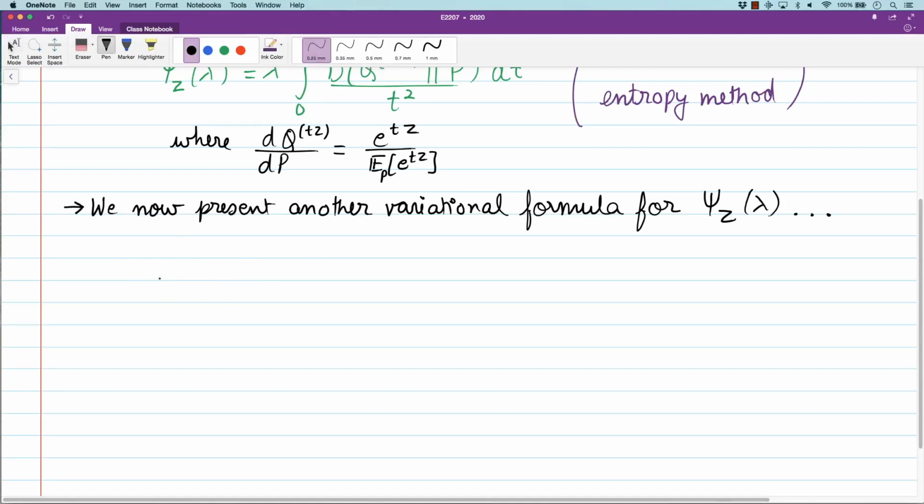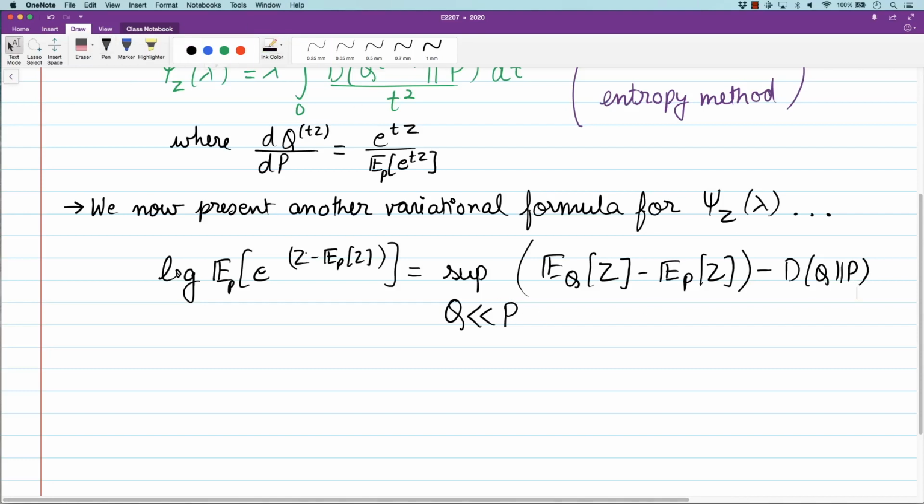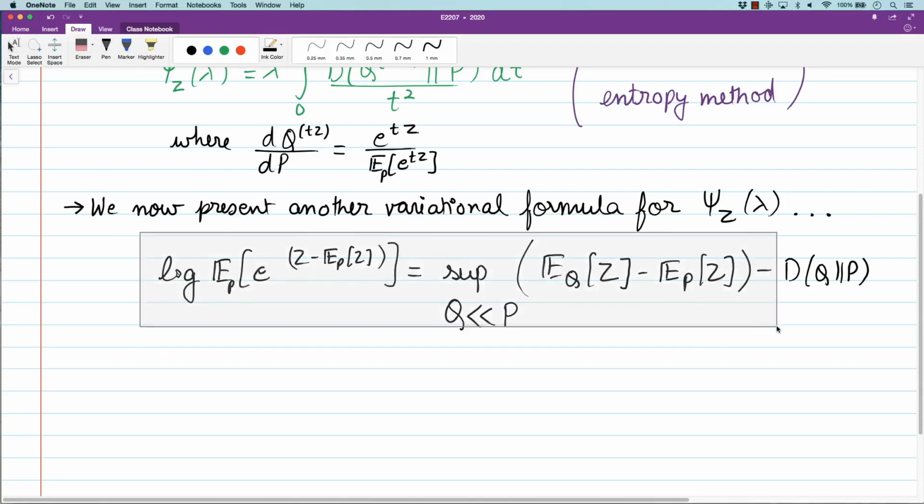So the log moment generating function, log of the expected value of e to the power lambda times (Z minus expected value of Z), where every expectation here is with respect to P, can be expressed as the sup over all distributions Q that are absolutely continuous with respect to P of the expected value of lambda times (Z under Q minus expected value of Z under P), minus the divergence between Q and P. So if you take the supremum of this quantity over all Q that are absolutely continuous with respect to P, that is equal to the log moment generating function. This is the formula we will derive.